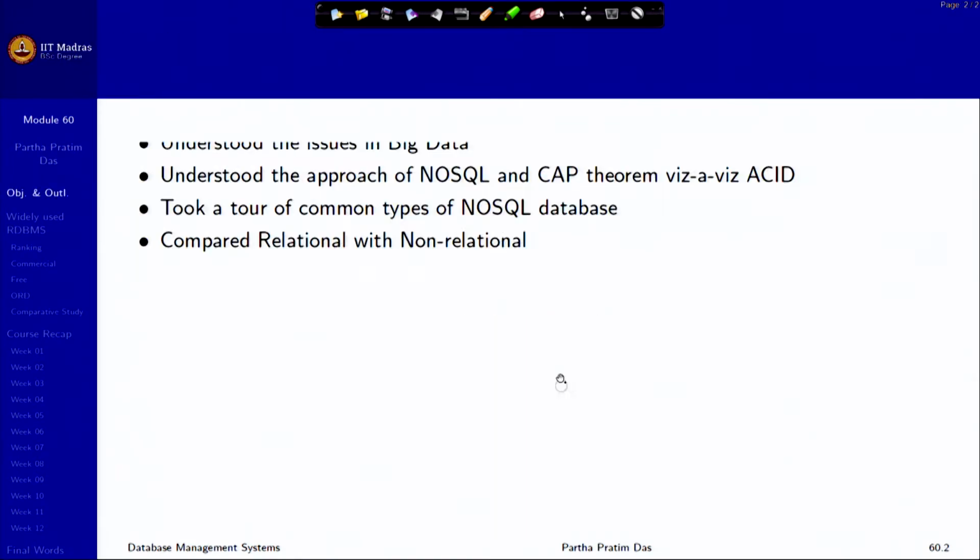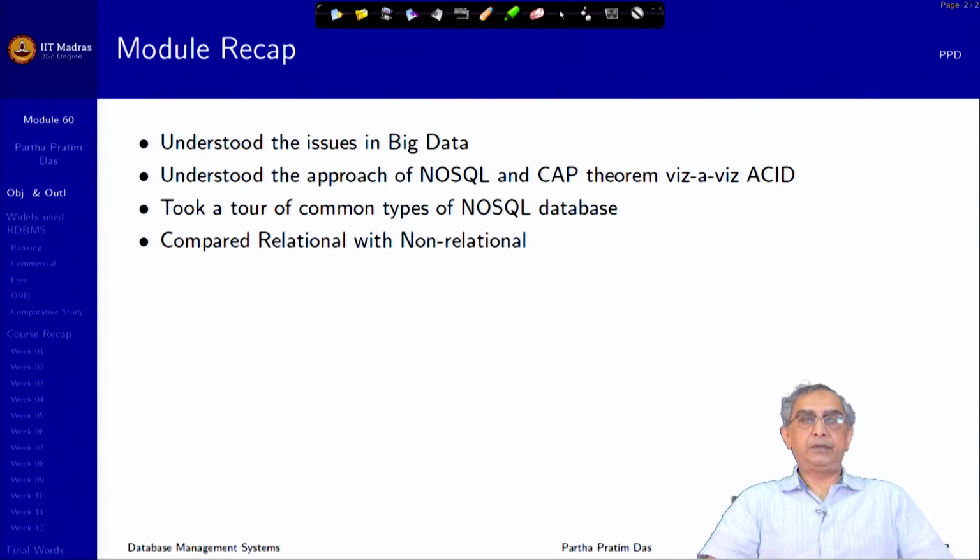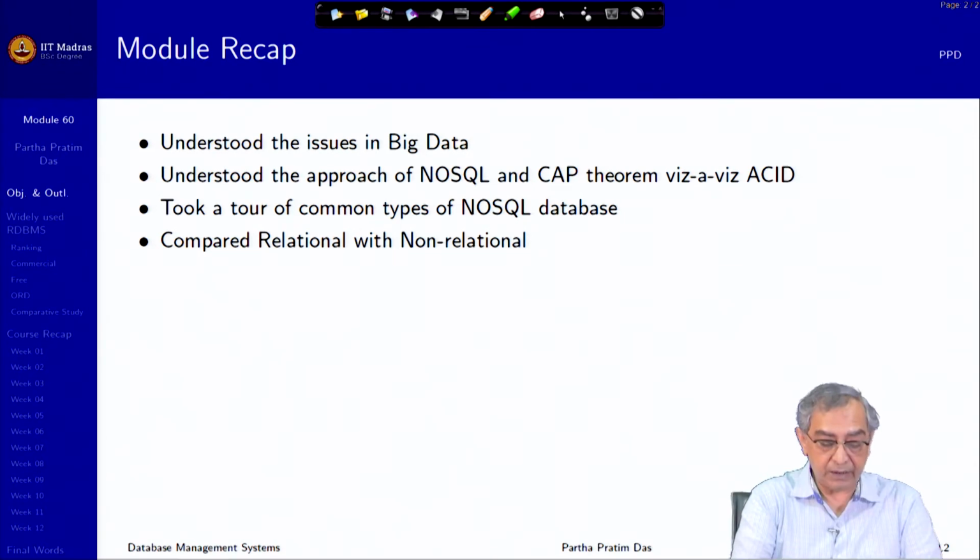In the last module, we talked about big data, which is emerging very strongly these days, and we understood the approach of NoSQL, that is the non-relational approach to database modeling, design and implementation, and saw the consequences of the CAP theorem in contrast to the ACID properties, the BASE properties, so to say. We also took a tour of common types of NoSQL databases and compared the relational and non-relational databases.